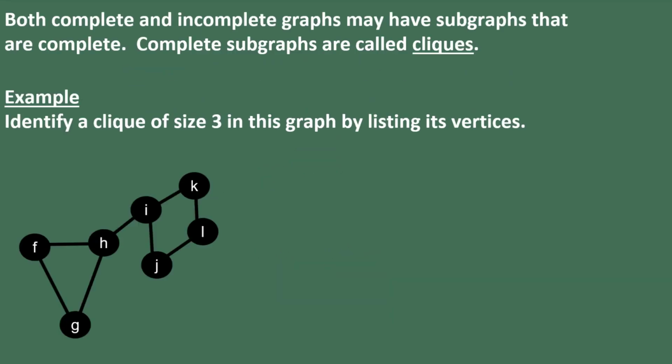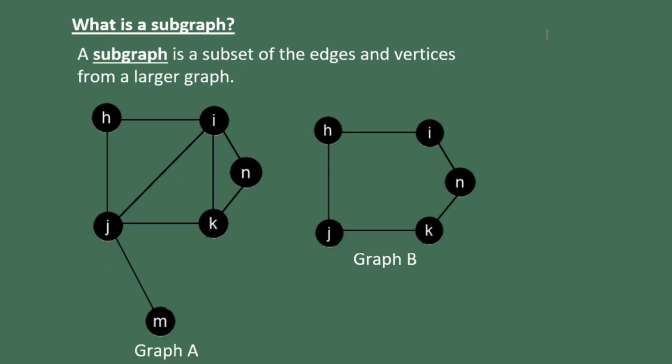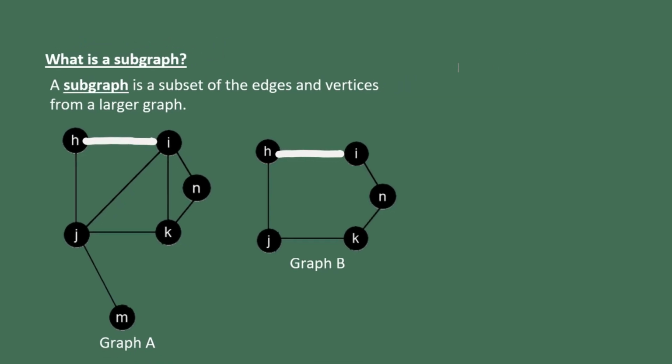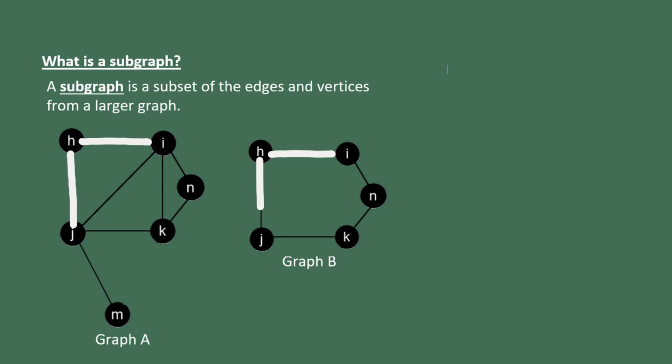Now both complete and incomplete graphs can have subgraphs that are complete. Complete subgraphs are called cliques. Another definition we need to remember is the definition of a subgraph. A subgraph is a subset of the edges and vertices from a larger graph. For example, graph B is a subgraph of graph A because each of the vertices and edges in graph B is one of the vertices and edges in graph A.